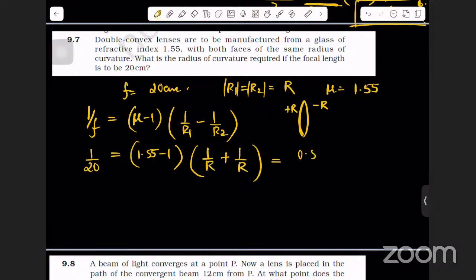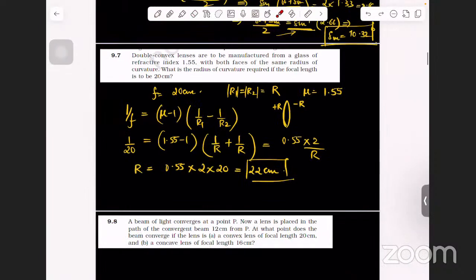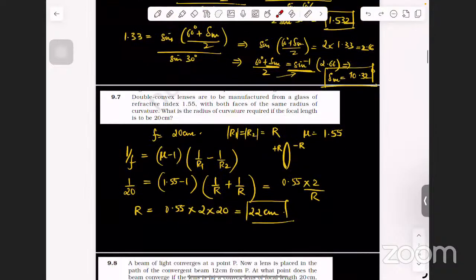Which is 0.55 into 2 upon R. So R would be equal to 0.55 into 2 into 20, which is 22 centimeters. So this is the answer. We have been asked what the radius of curvature is, so the radius of curvature should be 22 centimeters. All right, it's a simple question. Easy, no rocket science over here.